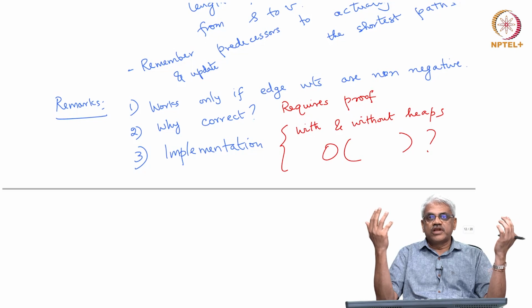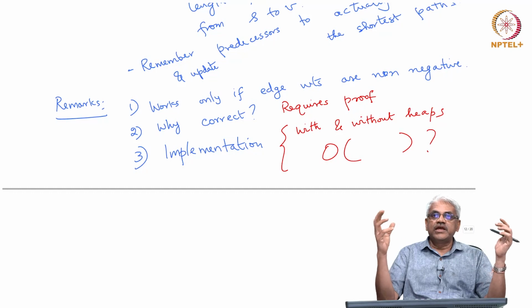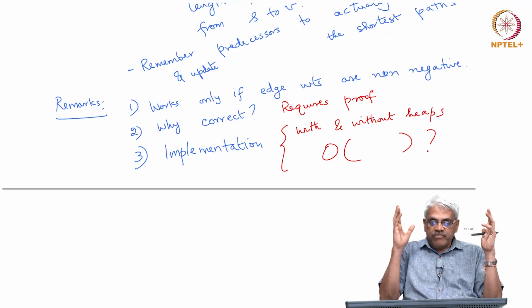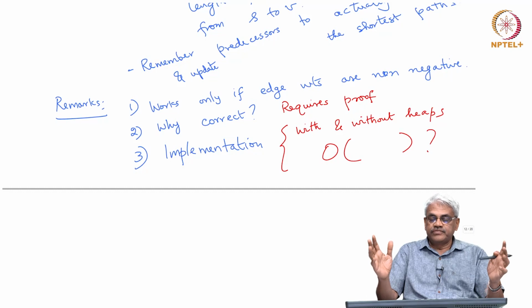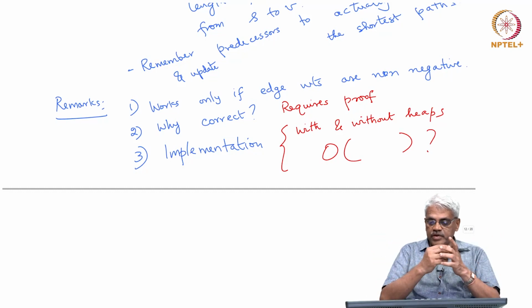What would be the cost of a naive implementation? What would be the cost if you actually use heaps? Please check. Again, here is an application of heap. Very nice, clever application of heaps.